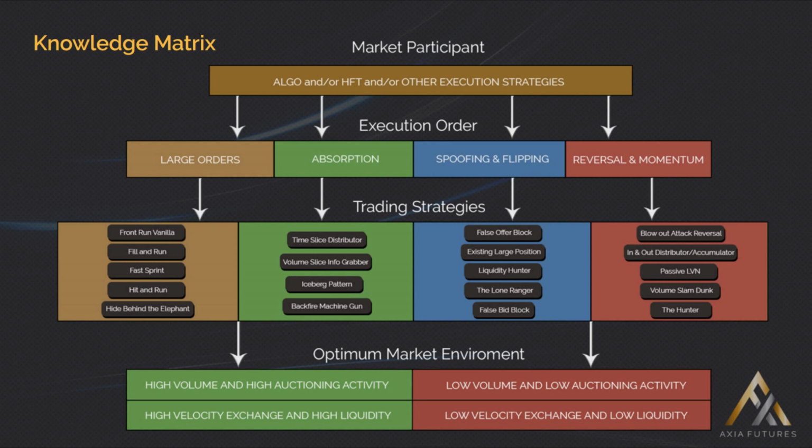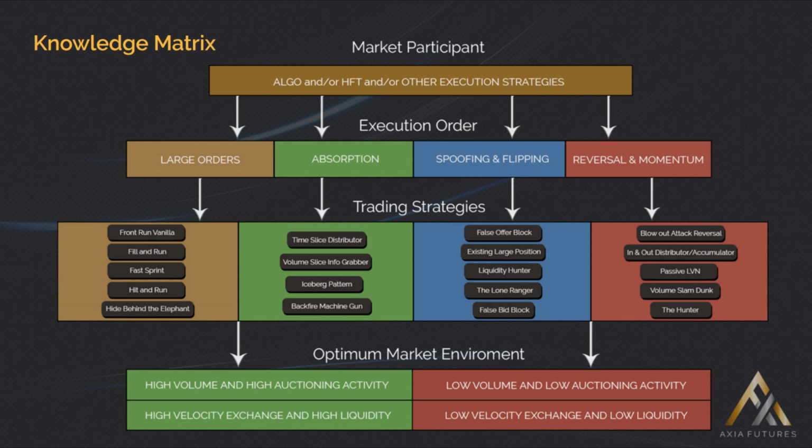Then we look at the spoofing and flipping price ladder patterns, how to see them, and then how to maneuver around them. Then, using a combination of the large orders, the absorption, the spoofing and flipping, we start looking at personality price ladder shift to know when there's a reversal in play. And we look at the final section, reversal and momentum type plays.